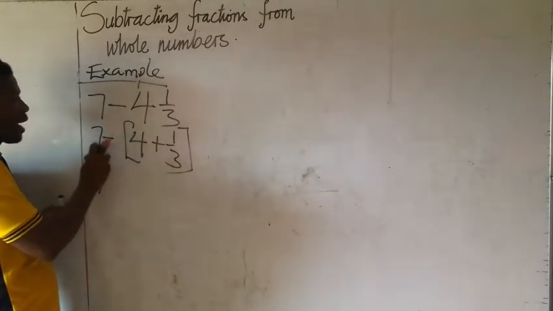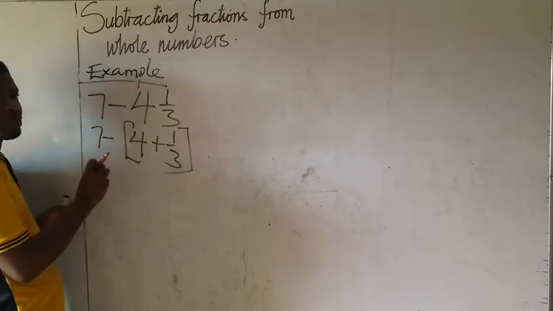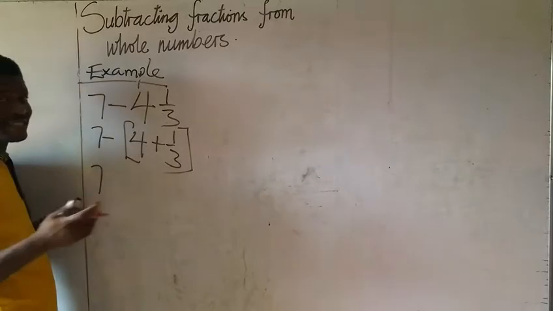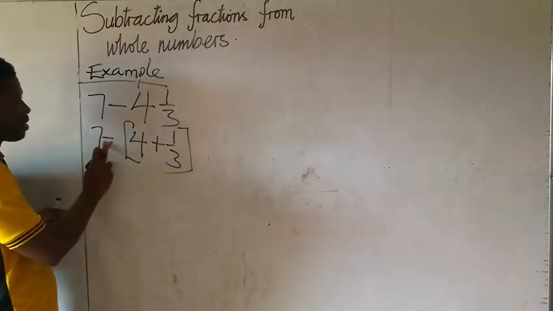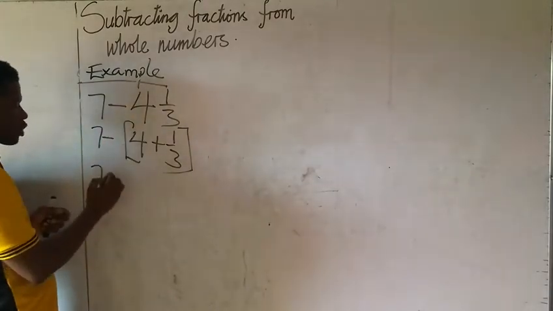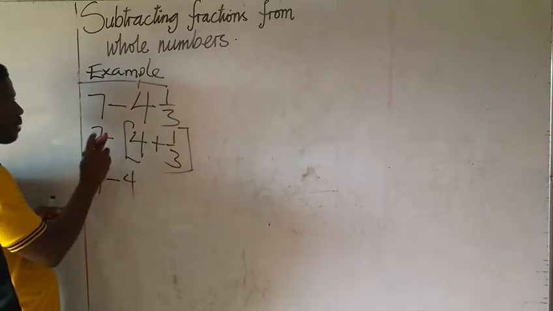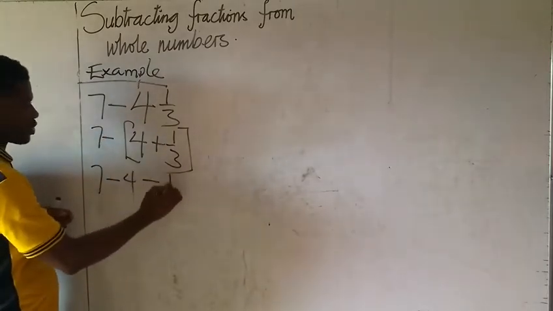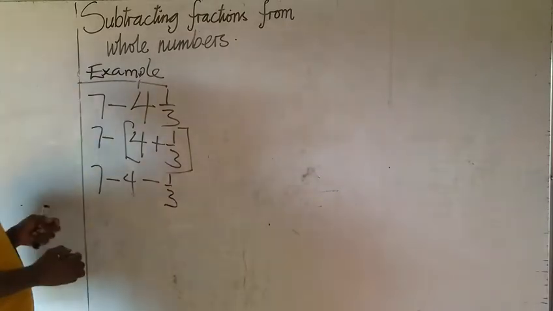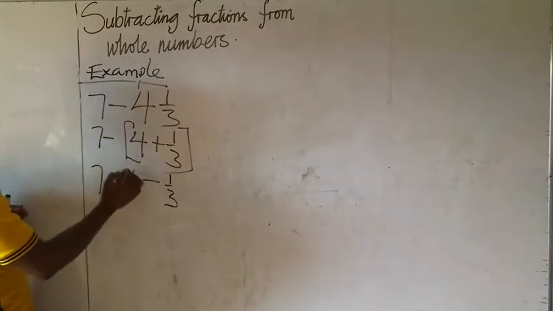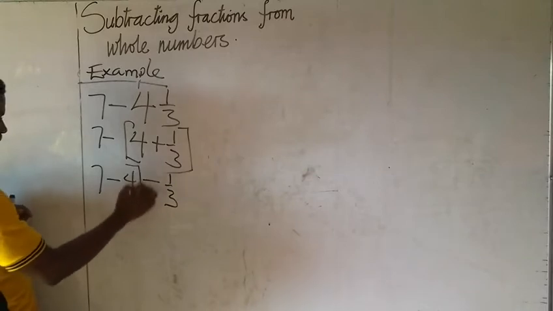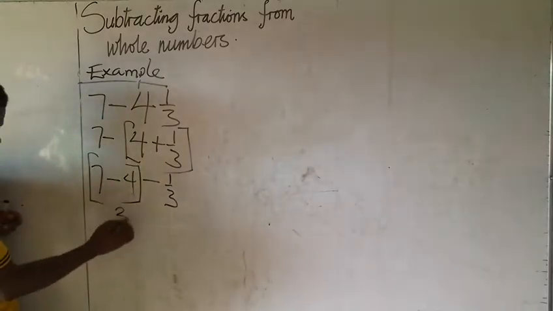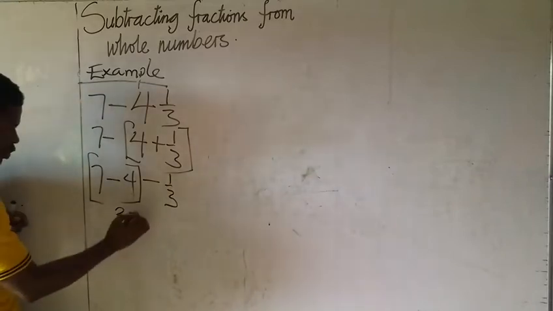So we'll say minus times what? 4. Remember, our 4 here has a positive sign, even when it is invisible. So this is minus times the plus 4 becomes what? Minus 4. So that minus times plus here will be what? Minus. You bring down your 1 over 3. Good. So at the end of it all, we're going to be working on these whole numbers here. 7 minus 4 is what? 3. Then minus 1 over 3.